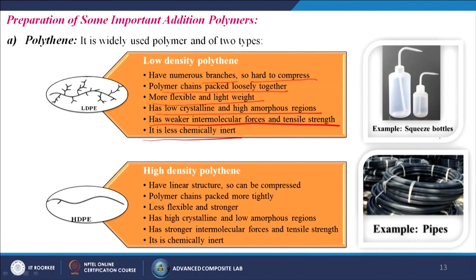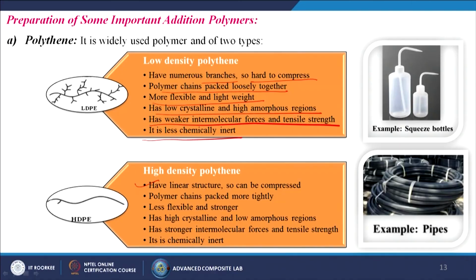When you are talking about high density polyethylene, in short it is called HDPE. It has a linear structure, so it can be compressed, polymer chains are packed more tightly, so strength is more, less flexible and stronger, has high crystalline and low amorphous regions, has stronger intermolecular forces and tensile strength, and it is chemically inert also. What are the examples? Examples are pipes. These pipes we generally use for wiring applications in our households.